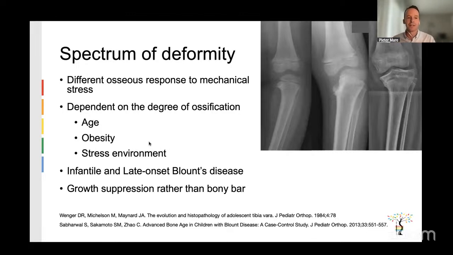So we know that children with Blount's present on a spectrum of deformity, and that's because there's a different osseous response to the mechanical stress, which is dependent on the degree of ossification, which in turn is dependent on the age of the child, obesity and the hormonal environment, as well as the stress that the bone is under. Now, this has resulted in the classic age-based classification system of Blount's disease, which varies from infantile to late onset Blount's disease.